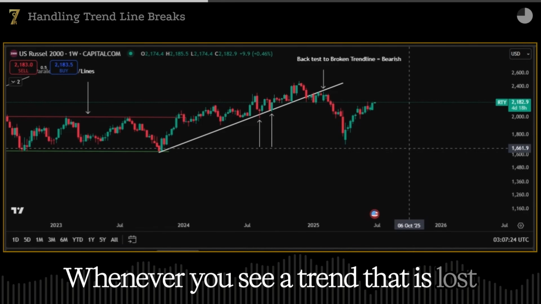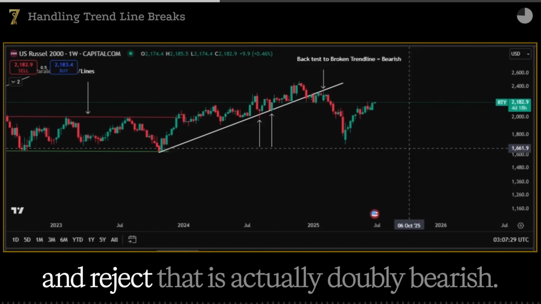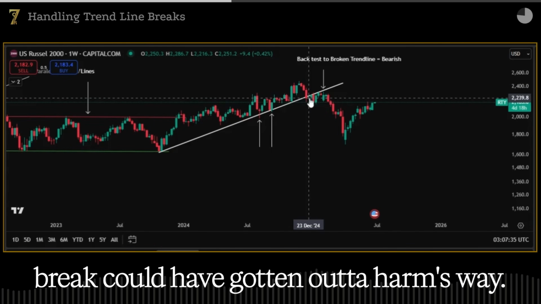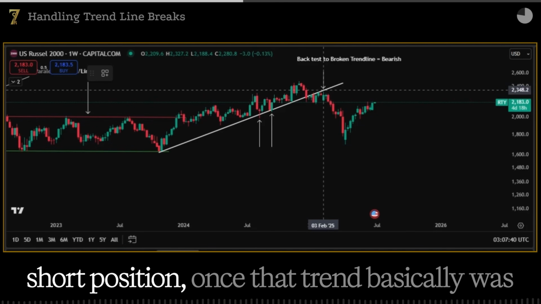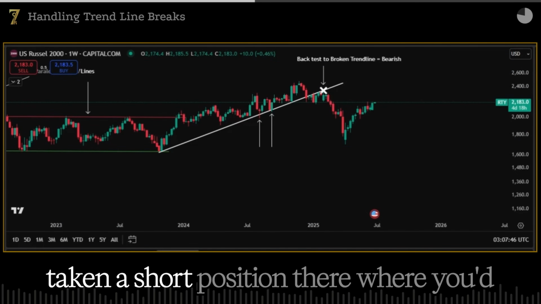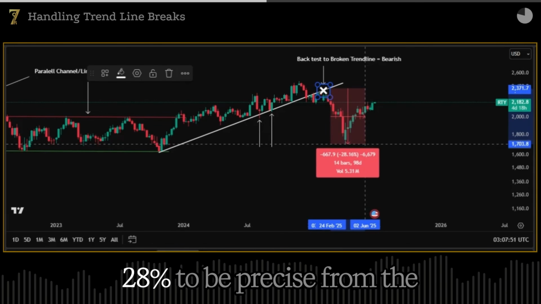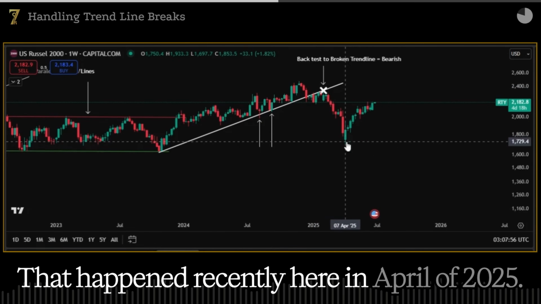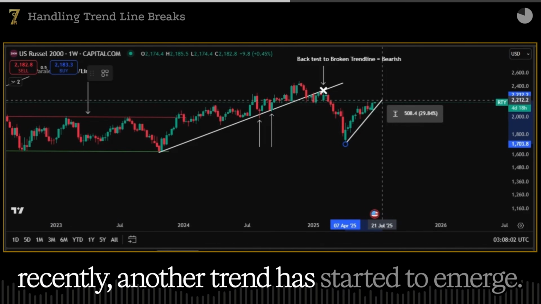Whenever you see a trend that is lost and then a rally to come back to the underside of the trend and back test it and reject, that is actually doubly bearish. So the person that was watching this break could have gotten out of harm's way. And if someone was actually being a little bit more observant and wanted to take a short position, once that trend basically was back tested and lost, you could have actually taken a short position there where you'd have profited pretty handsomely, about 28% to be precise, from the back test to the trough low that happened recently here in April of 2025. And of course, what's happened here recently? Another trend has started to emerge.